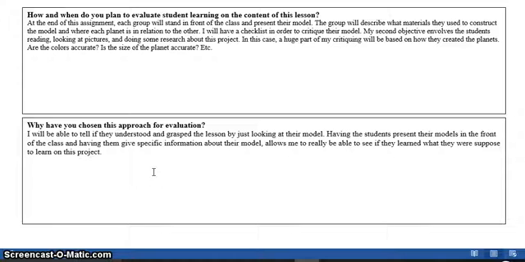But actually having the groups stand in front of the class and present their project, and tell specific information about their model, what they used, answering some questions about it, really allows me to see if they learned what they were supposed to learn on this project.